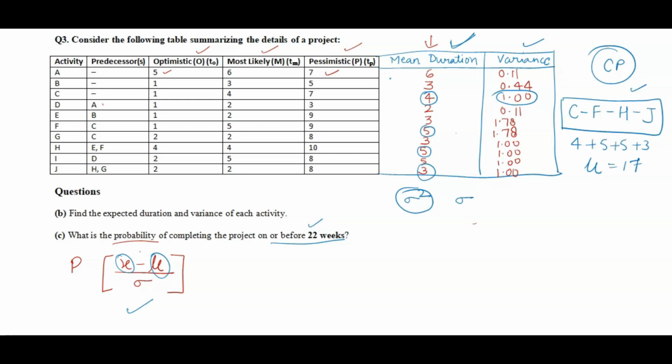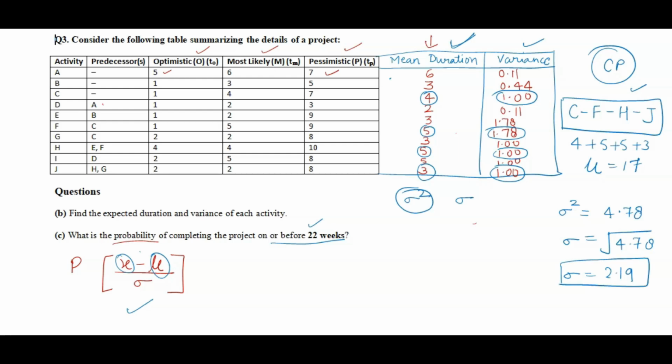C and F are 1.78, H is 1 and J is this. Okay, so the variance for these 4 activities, just sum it: 1 plus 1.78 plus 1 plus 1. So you will get 4.78. Just add it, you will get this. Once you get the variance, the standard deviation is just the square root of the variance. So here you will get 2.19 as the standard deviation.